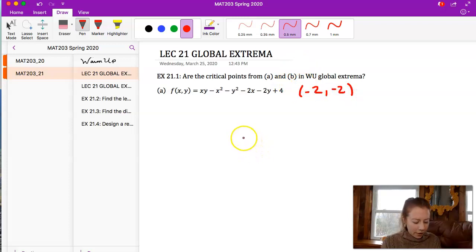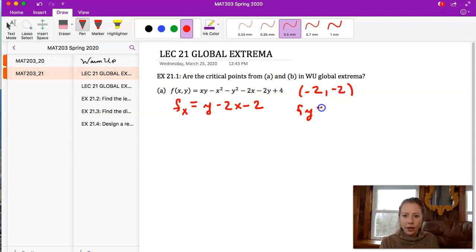All right. Now, let me just write out our first order partials, our gradient. So we have y minus 2x minus 2. And with respect to y, we have x minus 2y plus 4. Okay, so now let's take our second order partials.